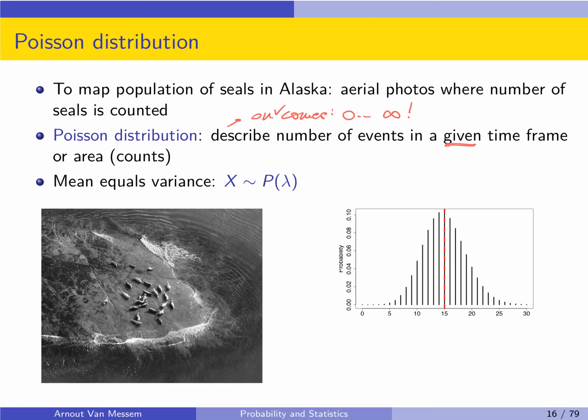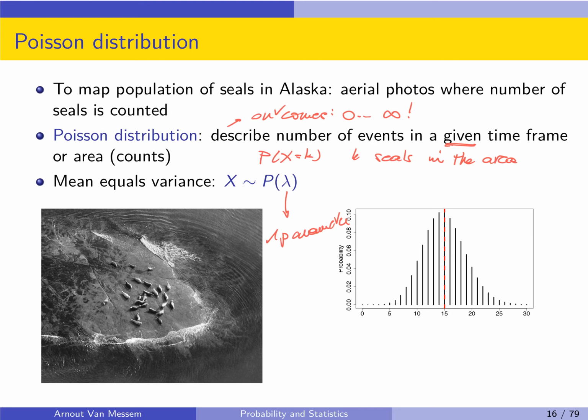And then for each of those numbers, you will have to assign a probability. So the probability X equal to k is just the probability, in our example, of seeing exactly k seals in that area. For a Poisson distribution, the mean is always equal to the variance, and the Poisson distribution will have only one parameter, a single parameter lambda, which is at the same time the mean and the variance.